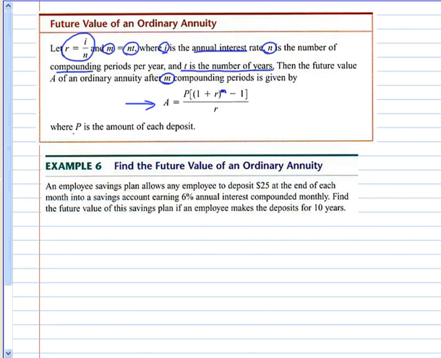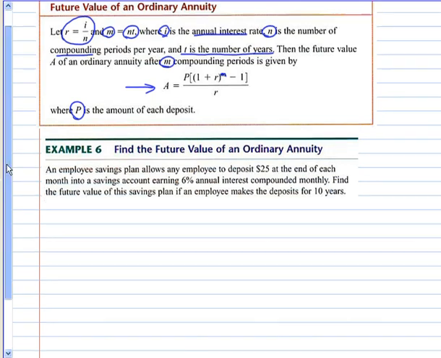And P, that's how much gets deposited every time you do this, every month or every 2 weeks or every 6 months, whatever it happens to be. And the A then will be the final amount of money you have at the end of those years, 40 years, whatever it is, in that annuity. So let's try it out.